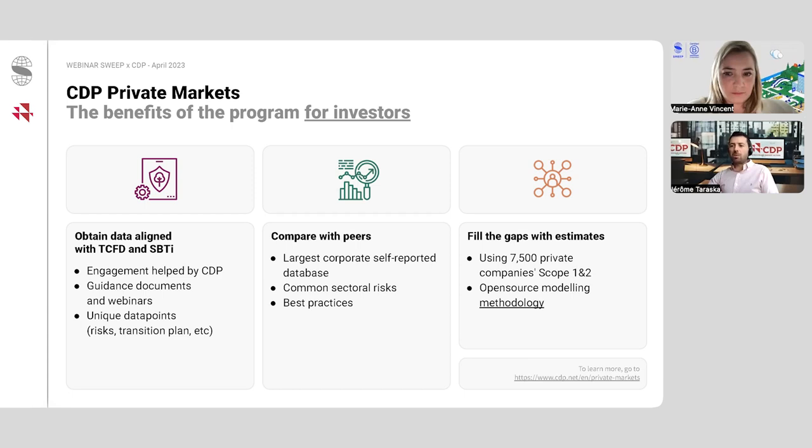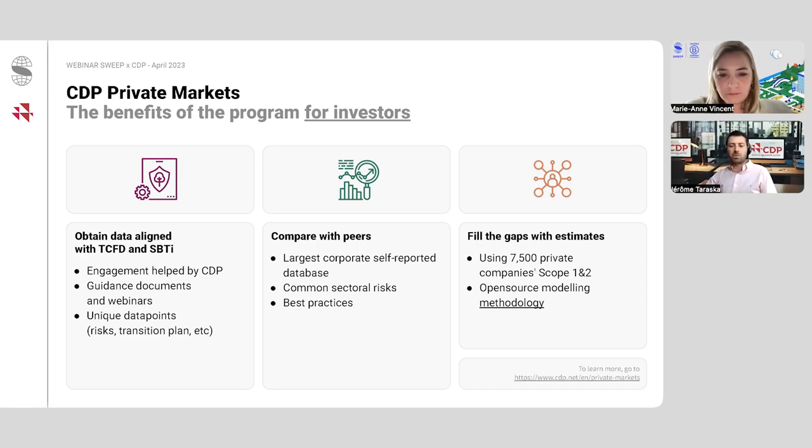On the next slide, let's dig a bit deeper into the benefits of such a program. It's about getting the companies to report to CDP and getting the investor to collect data on TCFD-aligned data points and also SBTi data points. The expertise of CDP is also to guide the companies via webinars and documents and allow them to disclose unique data points. As I said, we are sitting on a very large database, so it allows comparison, and benchmarking is something that we heard from private equity firms is very important to make sense of the data. That's what we try to empower investors to do, and then fill the gap with estimations when necessary.